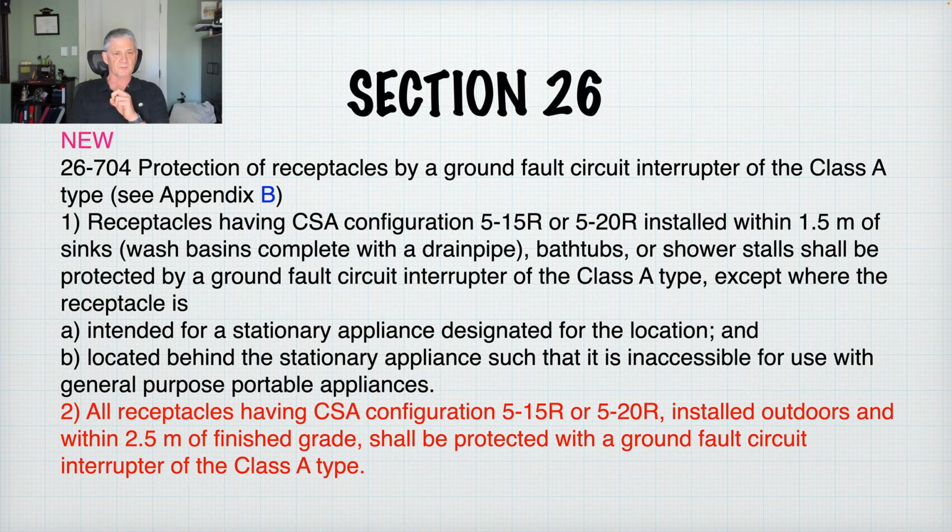All receptacles having a CSA configuration of a 515R and 520R installed outdoors and within 2.5 meters of finished grade shall be protected with a ground fault circuit interrupter of a Class A type. The other rules talk about sinks and wash basins, but this rule here has got great clarity now. So it doesn't matter if it's a commercial building, it doesn't matter if it's a residential dwelling, it really does not matter. There was always gray area around a commercial building. Now it is just a 515R or a 520R. If it's outdoors below 2.5 meters, ground fault protected.